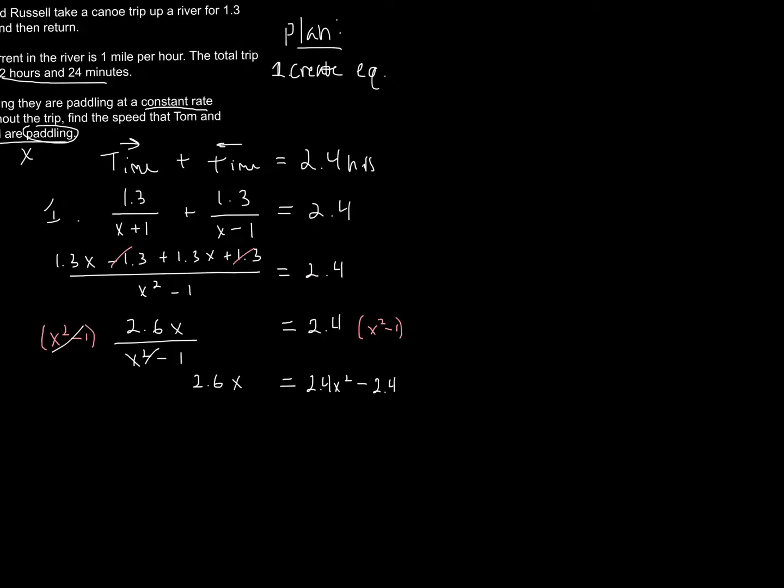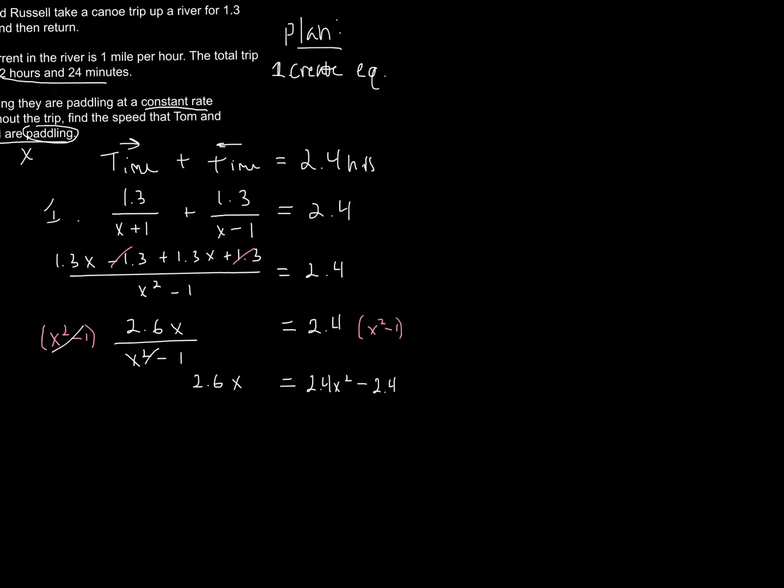Alright, so at this point, we're going to try and solve for x, and we have a much easier to work with situation. The easiest thing for us to do is to collect all the x terms on one side, and we're actually going to want to leave this negative 2.4 over here, because when we collect everything on one side, we'll have a quadratic equation set equal to 0.